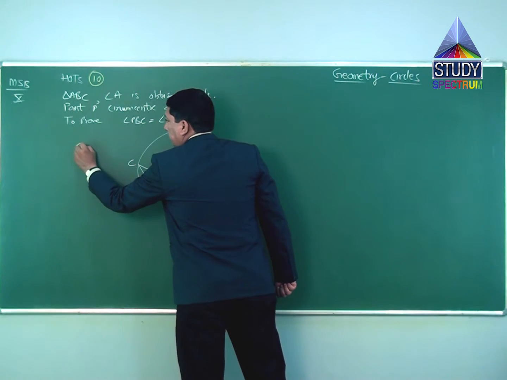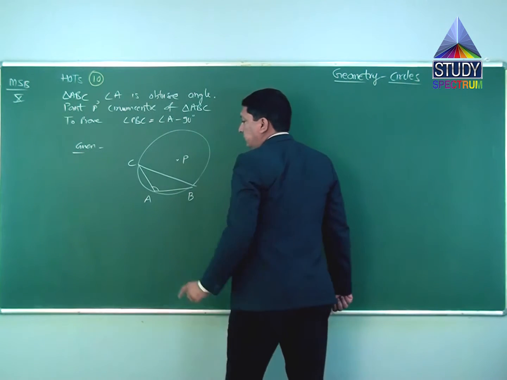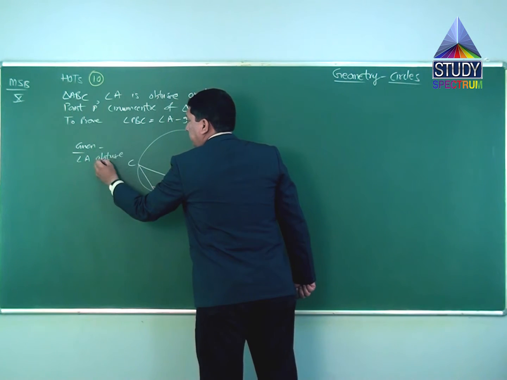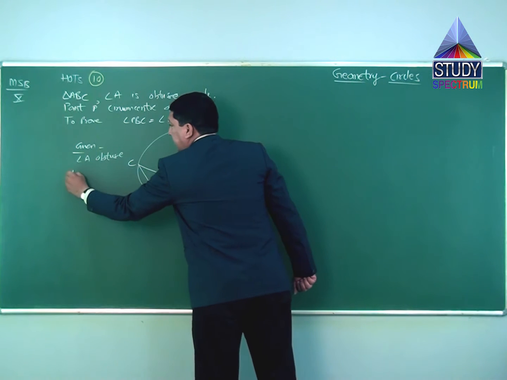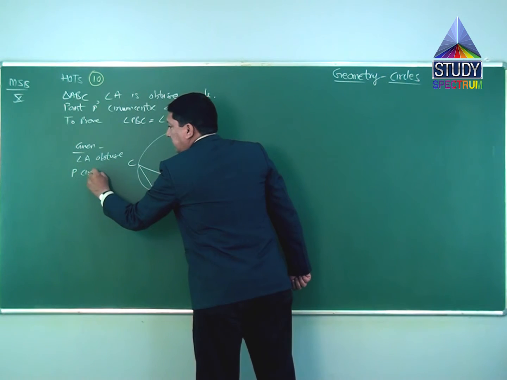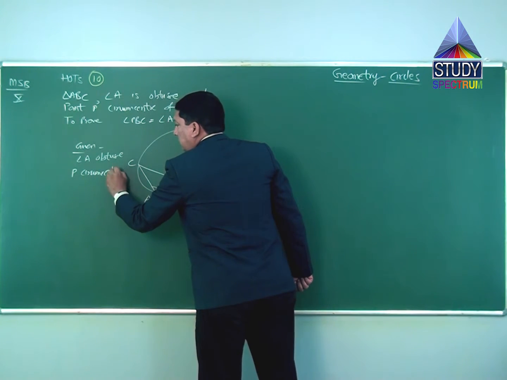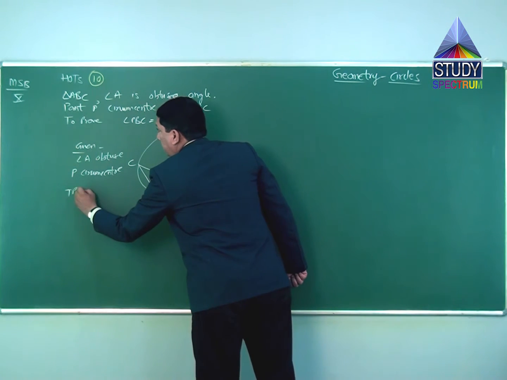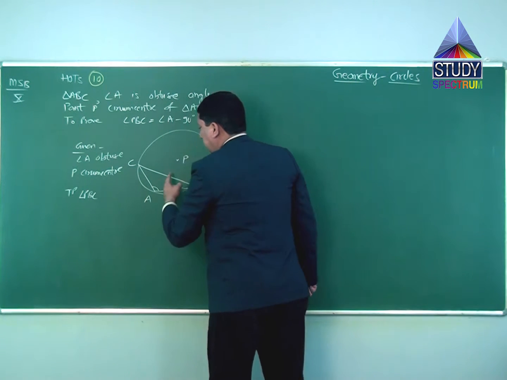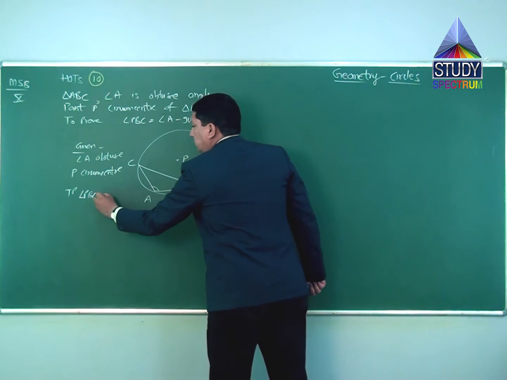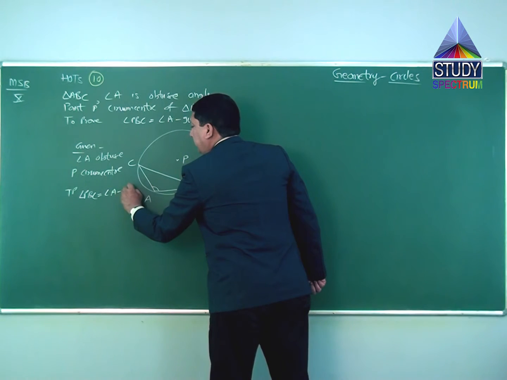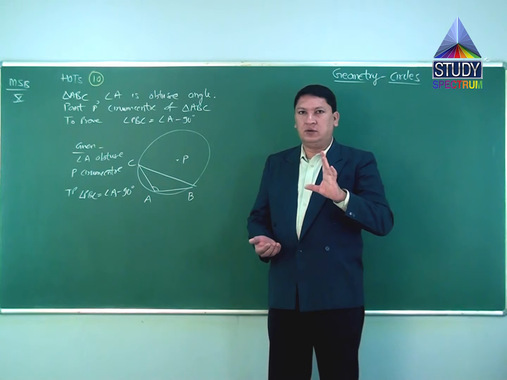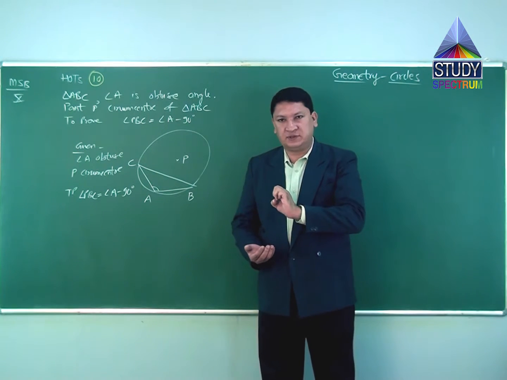So given angle A, obtuse angle, P center, I'll write circumcenter only. To prove angle PBC is equal to angle A minus 90 degree. Again students, two steps are involved. You need to know how to apply those two steps.